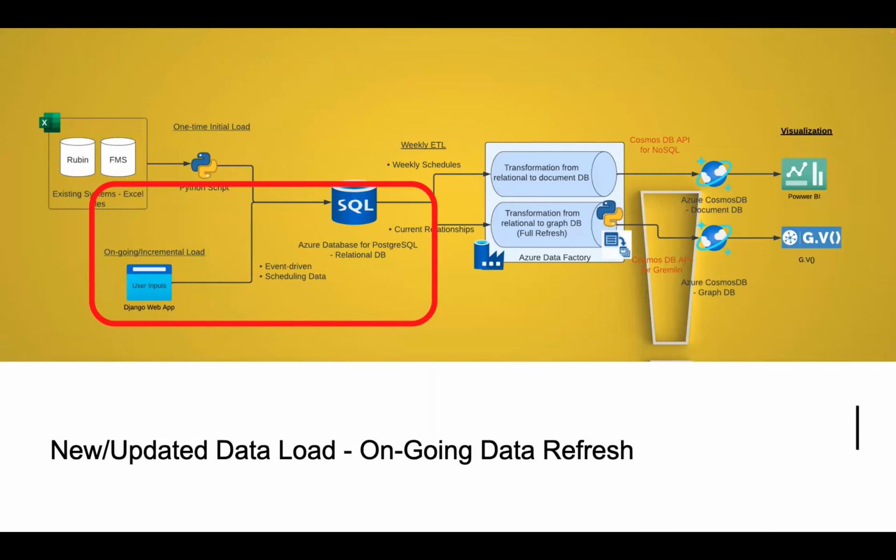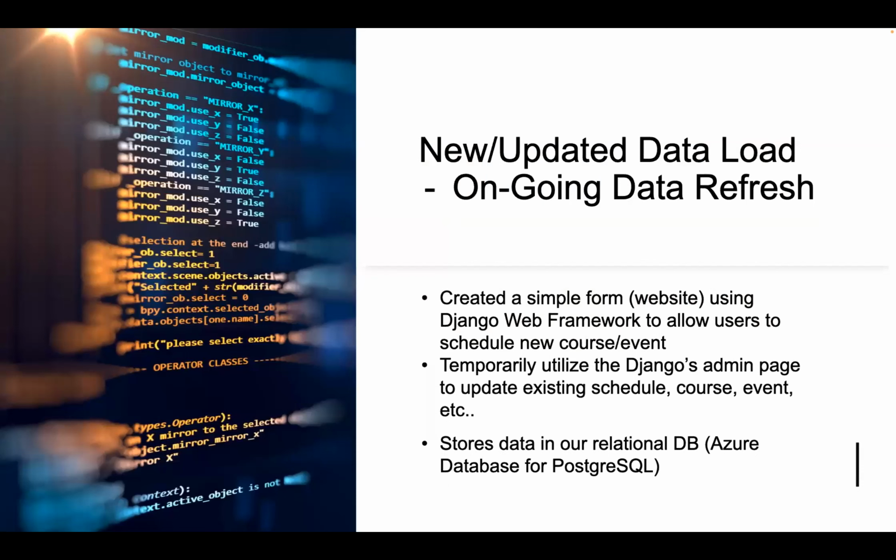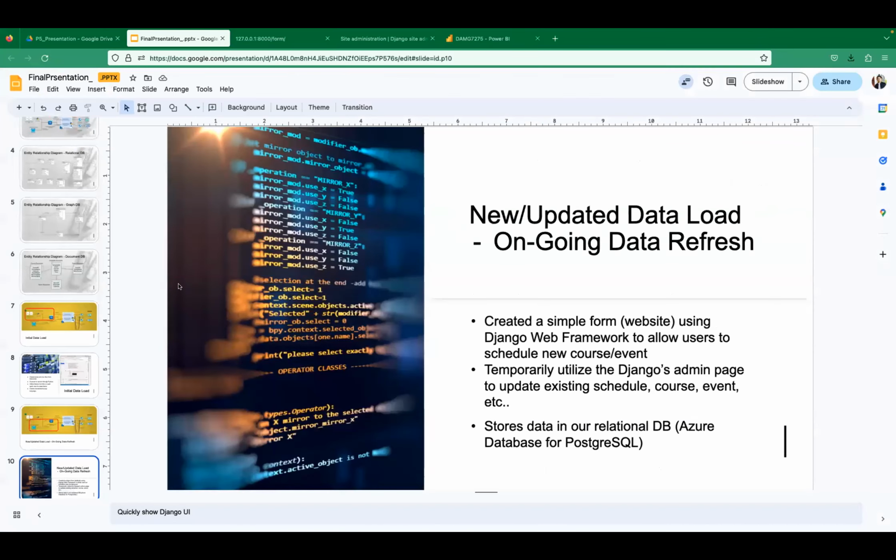For the ongoing and incremental load, as I said, we developed the Django web app. We created a simple form website using the Django web framework to allow users to schedule a new course or event. And in order to update an existing schedule, course, or event, we temporarily utilize the Django admin page that comes with the Django framework. The data captured through this form will be stored in our relational database.